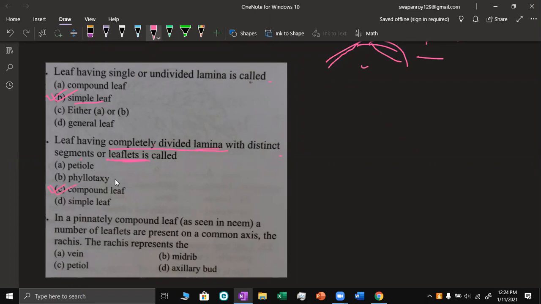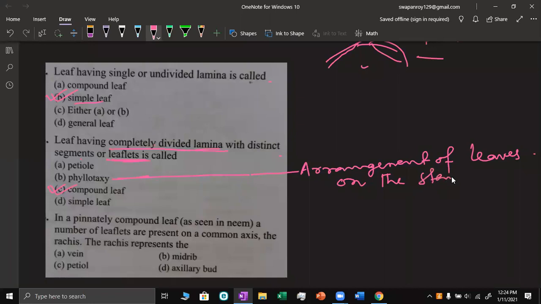What is petiole? What is phyllotaxy? Phyllotaxy is the arrangement of leaves on the stem or branch. So this is the definition of phyllotaxy.